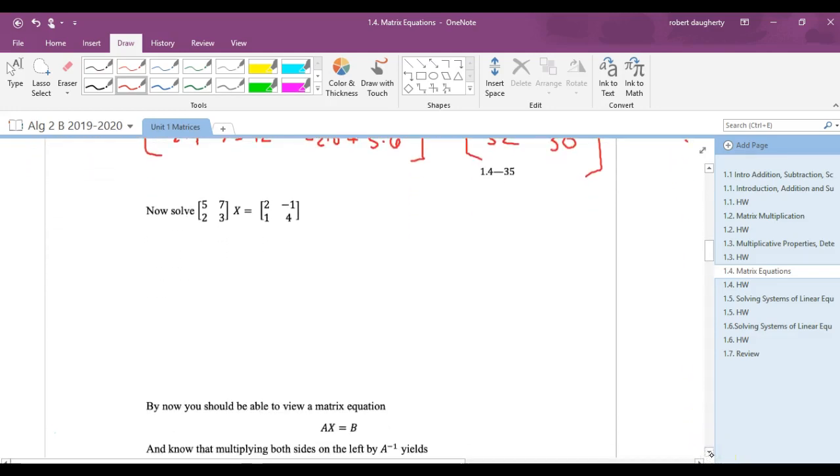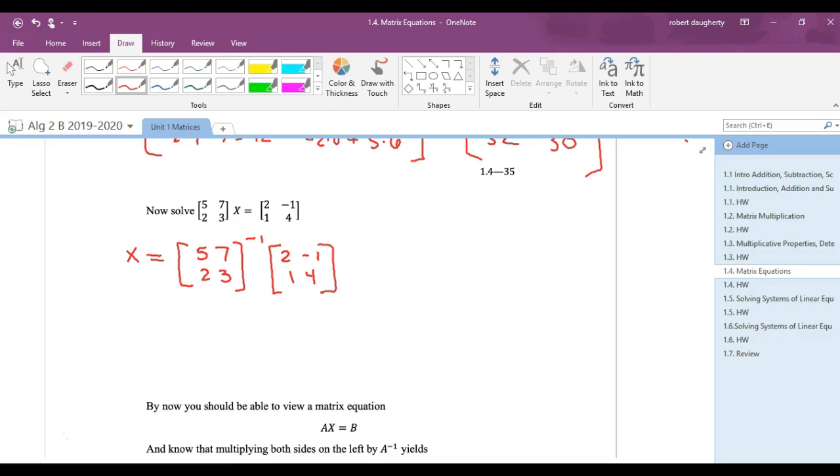Solving this equation, okay? To do this, the first step is to isolate x. So x will equal what? What do I do to solve this? The inverse of this matrix. So it's 5, 7, 2, 3 inverse times 2, negative 1, 1, 4. It's very important that the inverse is the first matrix you write down. If you write it after that matrix, you're going to get wrong answers. So x is the inverse of this matrix times that matrix.